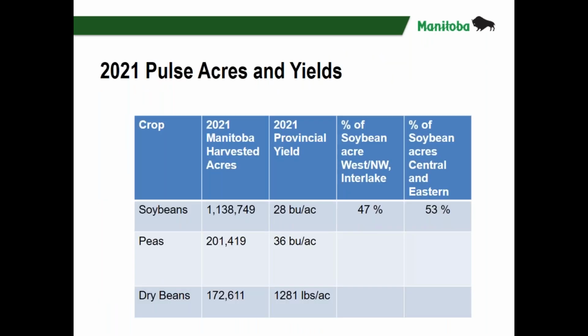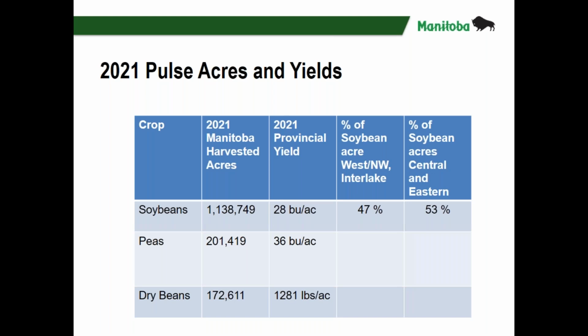So for 2021, just to give a quick review, soybeans in Manitoba, we had just about 1.1 million acres, almost 1.2 million if you add in the pedigreed production this last year. Our provincial average was 28 bushels an acre, so that's down from previous years. Our 10-year average is sitting in the 35 bushel range. So we are definitely lower last year with how dry things were.